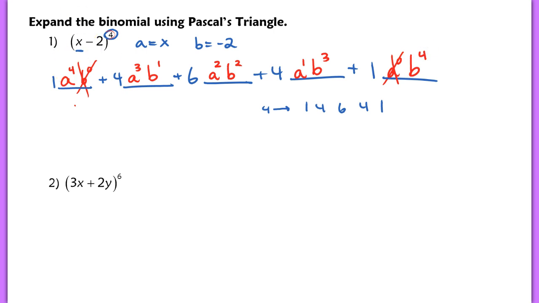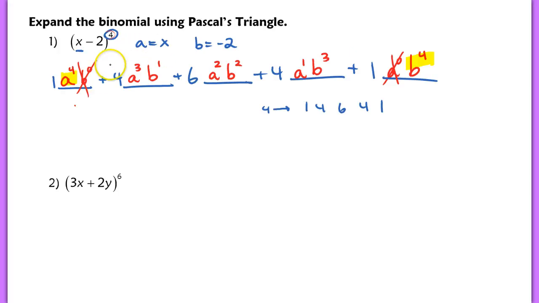So see how I start with a to the 4th and I end with b to the 4th. Everything in between goes down by 1, this one goes up by 1, down by another 1, up by another 1, and so on. So it's actually pretty easy as long as you just remember your pattern.